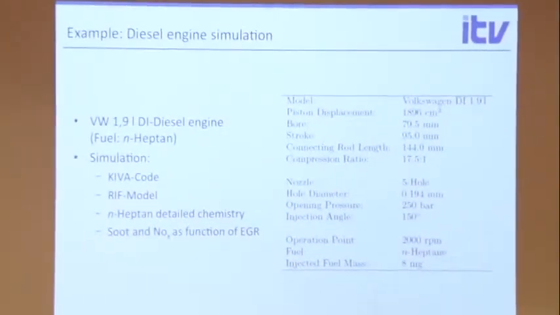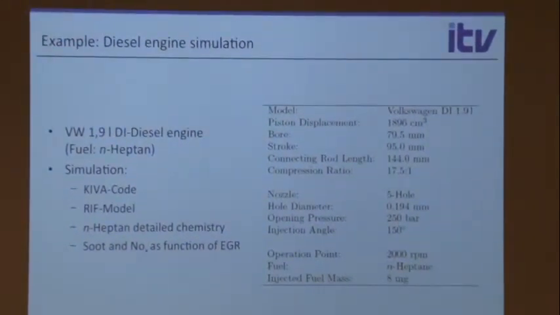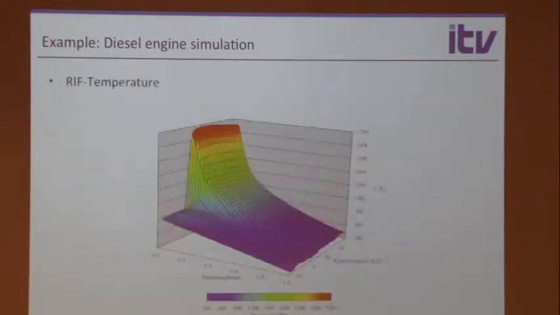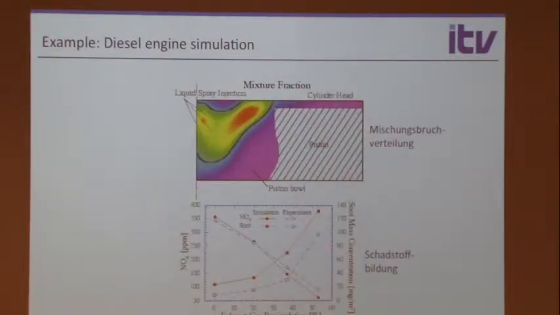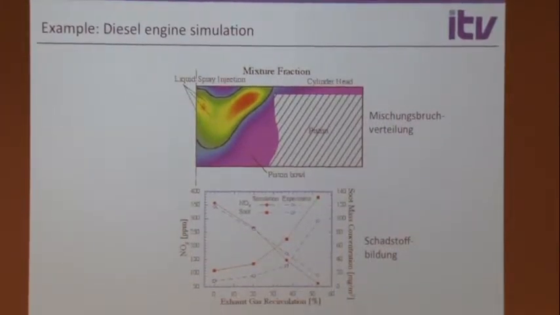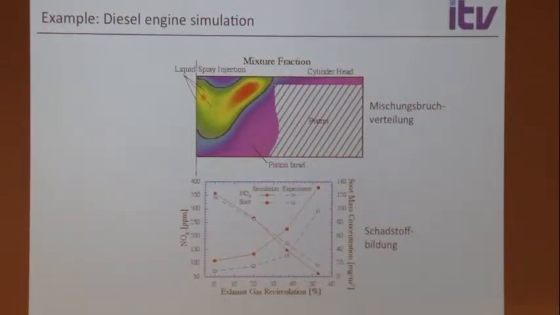Good. So this is an example that we did many years back, but it's still interesting. This is a VW diesel engine. It was run actually with heptane as a fuel. We used the KIVA code with this model, detailed heptane chemistry, detailed model for soot and NOx. These are just some specifications. Let's look at this here first. So this is just one half of the cylinder. This is the cylinder. This here would be the cylinder head, and then this is the piston, and this is the piston bowl area. This is the injection.